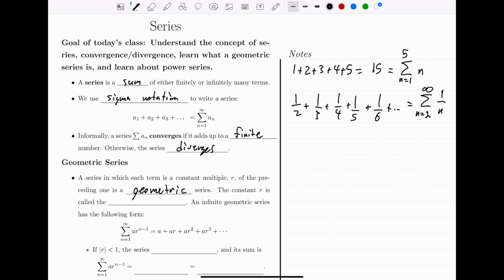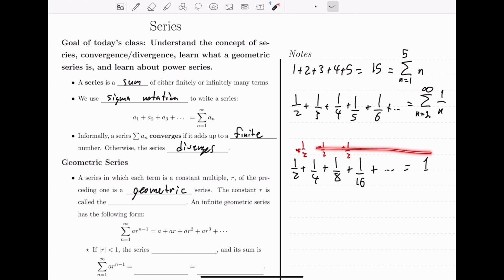We've actually seen an example of this. We saw the series 1/2 plus 1/4 plus 1/8 plus 1/16, and we used that square trick to show that this series actually adds up to a finite value of 1. This is a geometric series because between each term we multiply by 1/2 to get to the next term. So 1/2 times 1/2, 1/4. 1/4 times 1/2, 1/8. 1/8 times 1/2, 1/16.